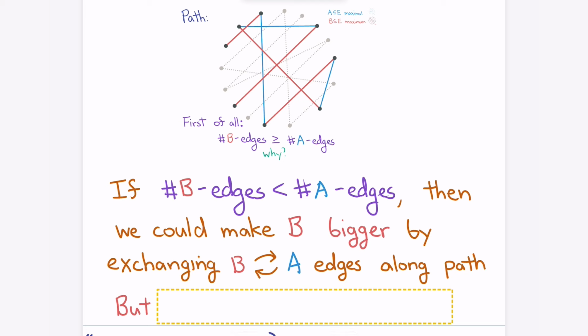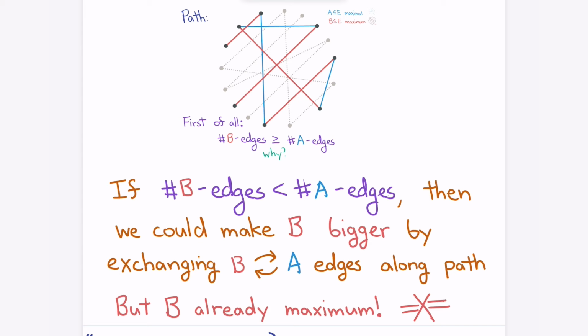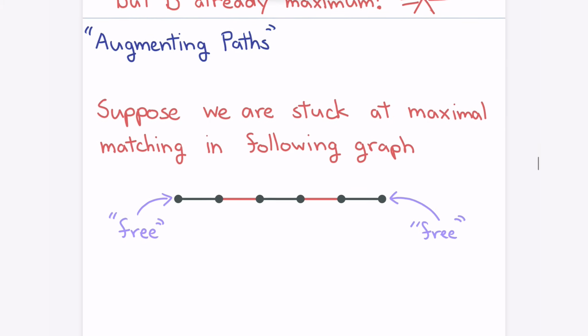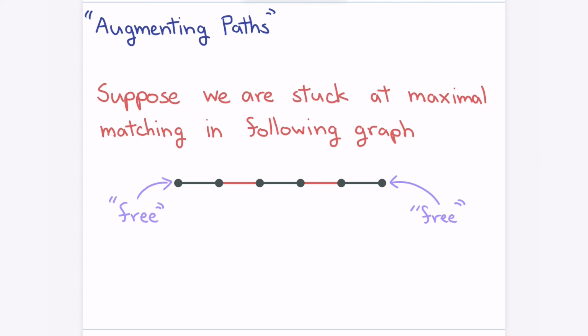Right. So, again, one of the points we made is that if in one of these alternating paths, you actually had fewer red edges than blue, you could have made red bigger by exchanging, right? But B is already maximum. Yep. So that actually suggests an algorithm that's not so different than what we've done many times.